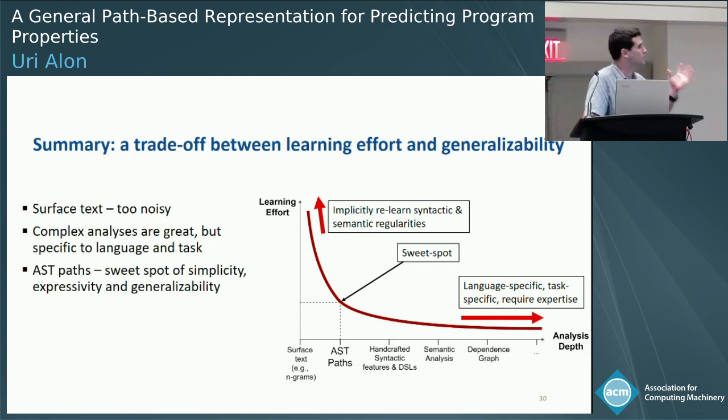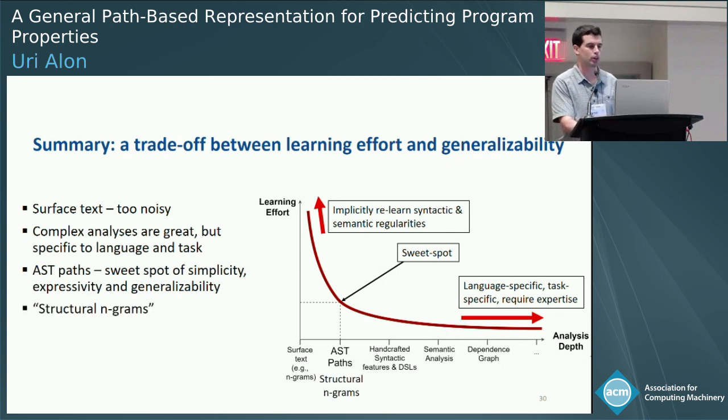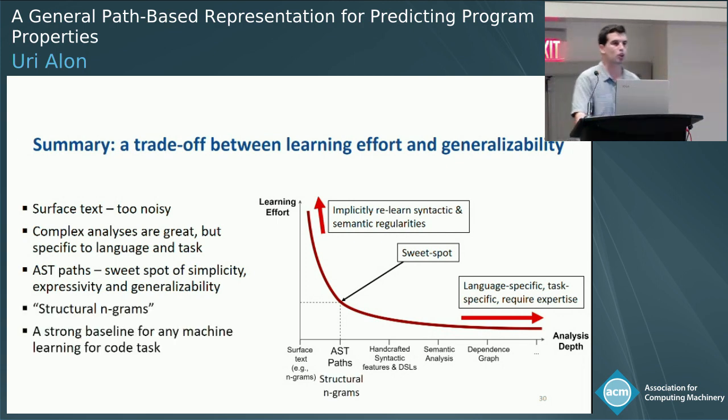On the one hand, it is simple and easy, but much more effective than using the surface text. And if surface text can be learned using n-grams, we see AST paths as the structural n-grams. It's a strong and simple baseline that we think should be used as a first starting point for every machine learning for code task.